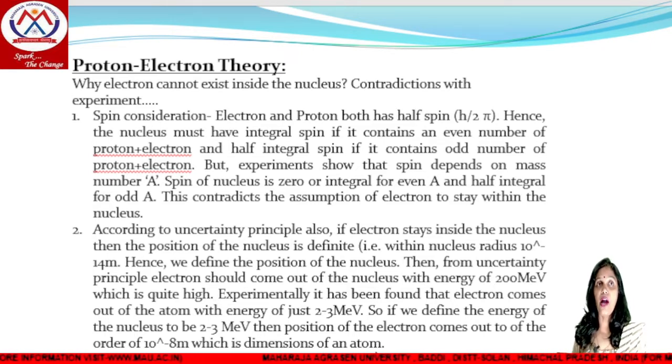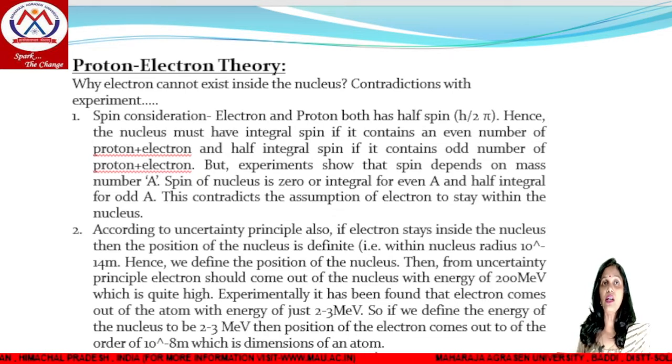So, if we define the energy of the electron to be 2 to 3 MeV, then the position of the electron comes out to be of the order of 10 raised to the power of minus 8 meter, which is the dimension of an atom. Thus, it was concluded that electrons do not reside inside the nucleus and only protons reside inside the nucleus. To overcome the spin considerations, it was considered that along with protons, neutrons stay inside the nucleus.